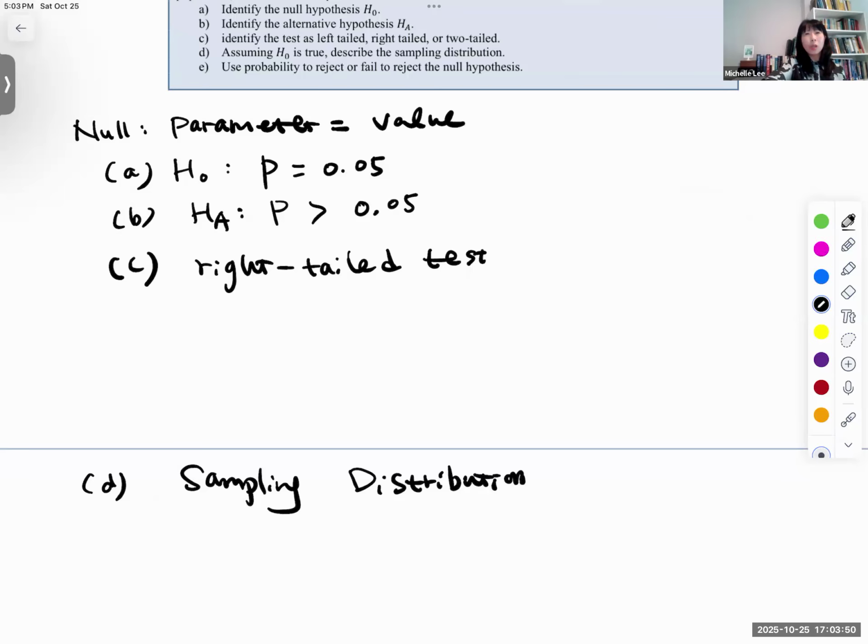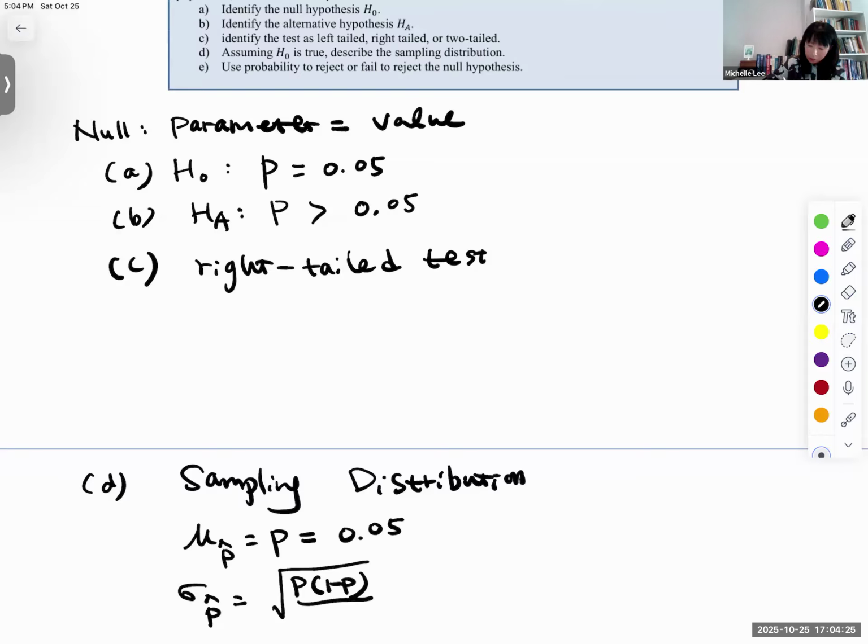So we are talking about the p, right? So what's the mean of p hat? The mean of the sampling distribution of the sample proportion, which is p, which is 0.05, right? What's the sigma of p hat? So it's the square root of p times 1 minus p over n, right?